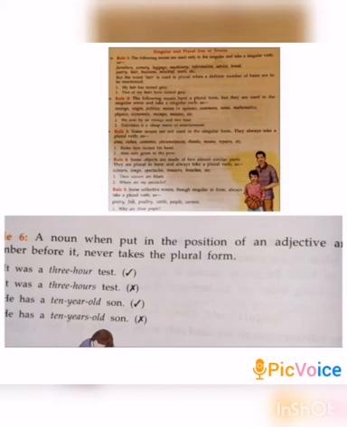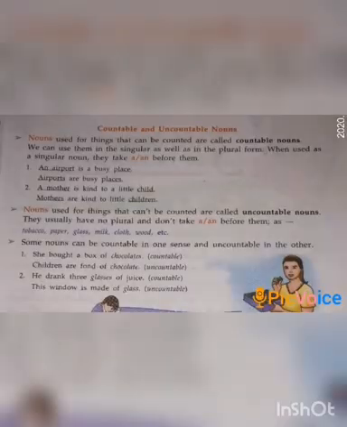Then rule number 6. A noun, when put in the position of an adjective and having a number before it, never takes the plural form. Here, it was a 3 hour test. When put in the position of an adjective and having a number before it, it never takes a plural form.